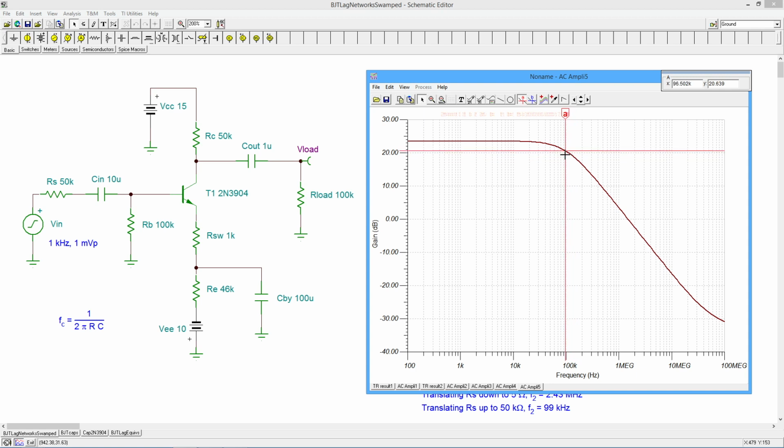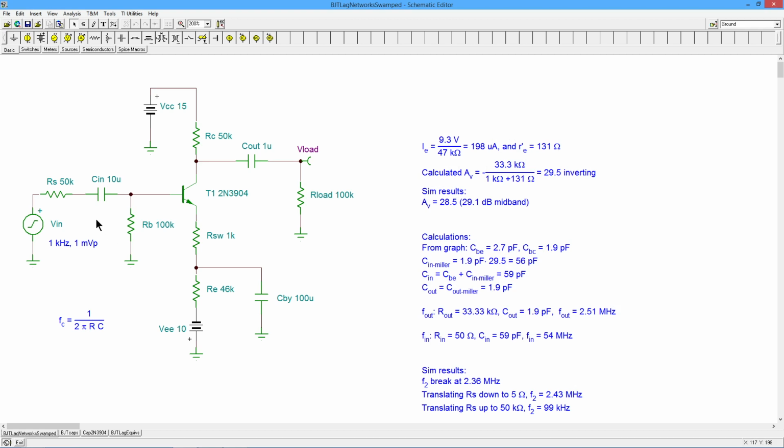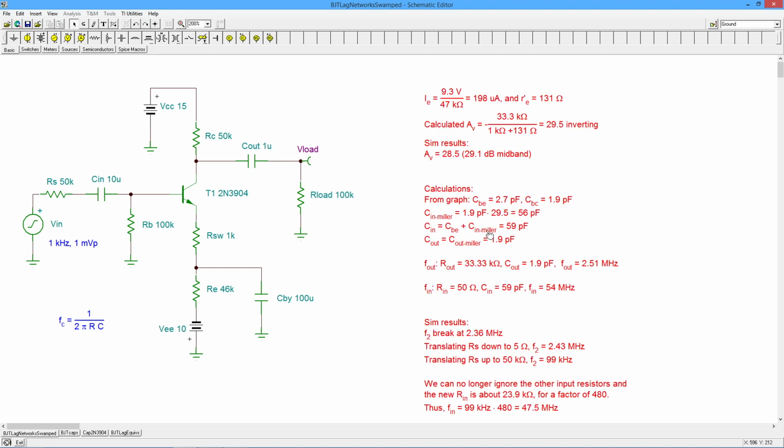Yeah, right around, where are we? Right about there. Okay, so it's kind of like in between 99-ish. Yeah, so we're actually in between. So we'll just call it 99, I think would be good enough. All right, so our translated frequency is 99 kilohertz. Well, how much of a shift was there when we put in the 50K? Well, we can calculate that.